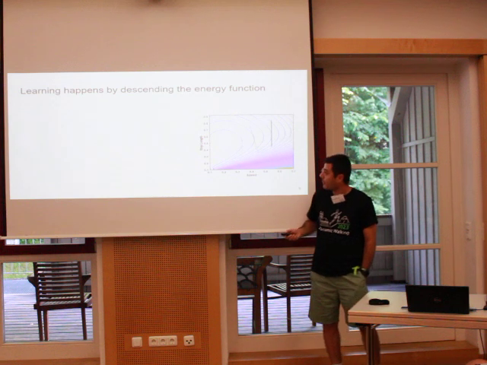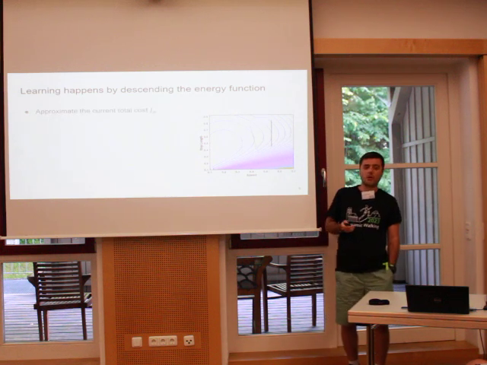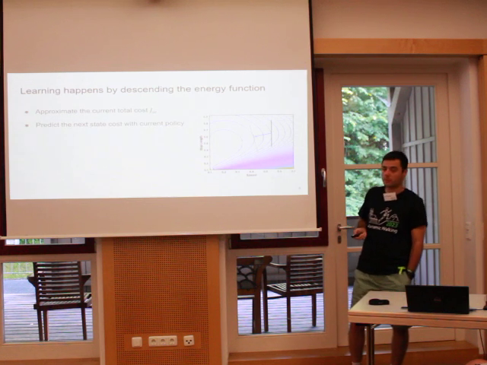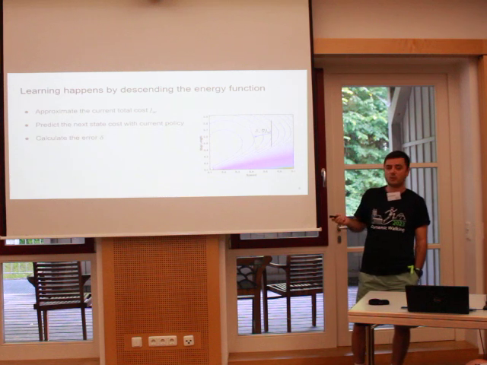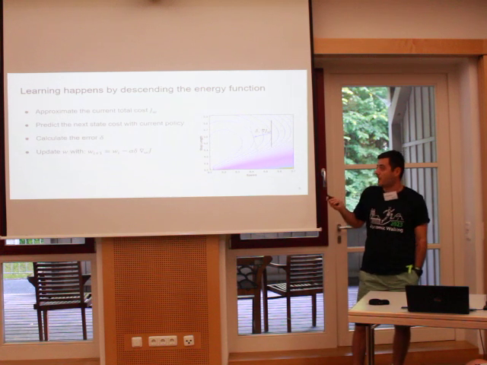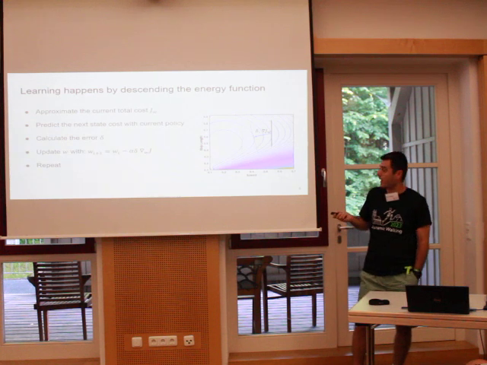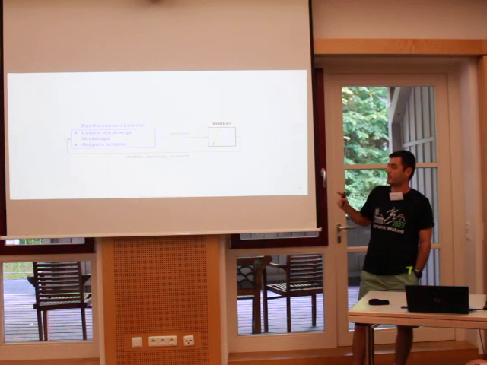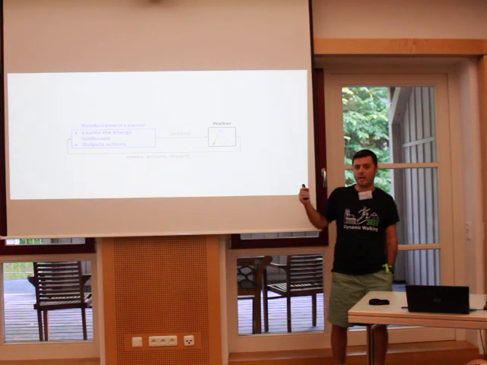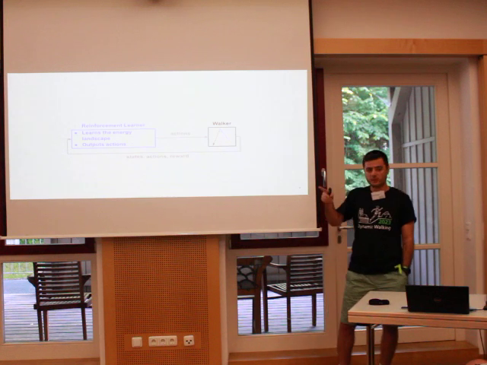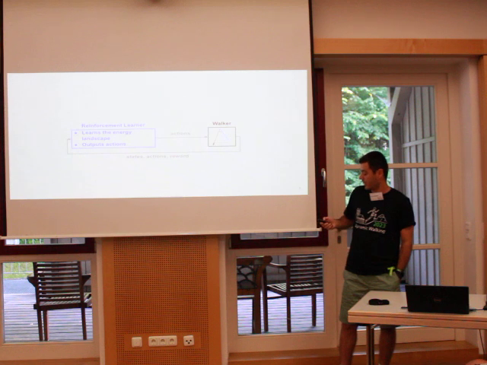For the learning, we approximate the current total cost with J and with parameters W. We predict the next state cost with the current policy. We calculate the error between the two and also the gradient. And we update the parameters of our cost function, and we repeat this process until we find the final energy optimal one. This is the diagram of what I just said. The reinforcement learner evaluates the energy and outputs the actions. The walker takes the action and feeds back the reward and states to the reinforcement learner, and we repeat the process until we find the optimal walking.